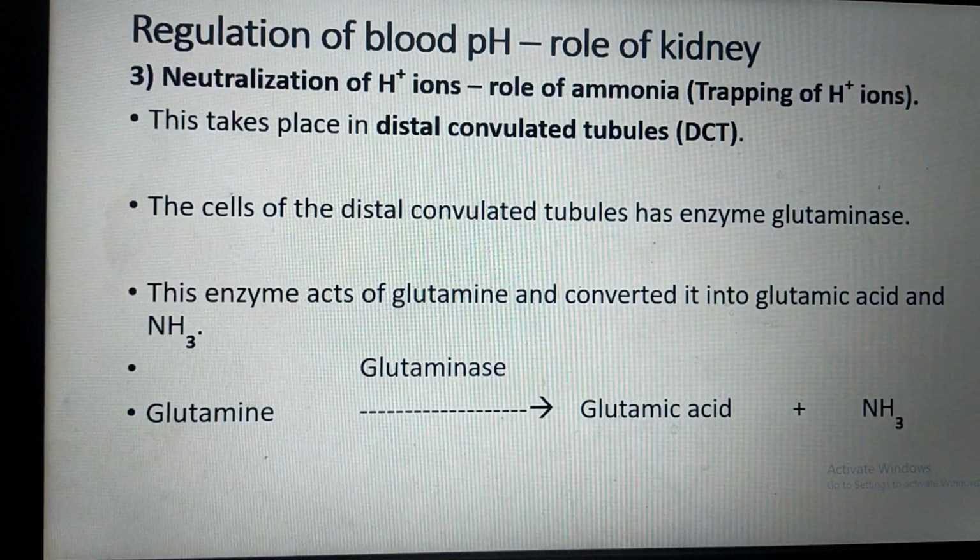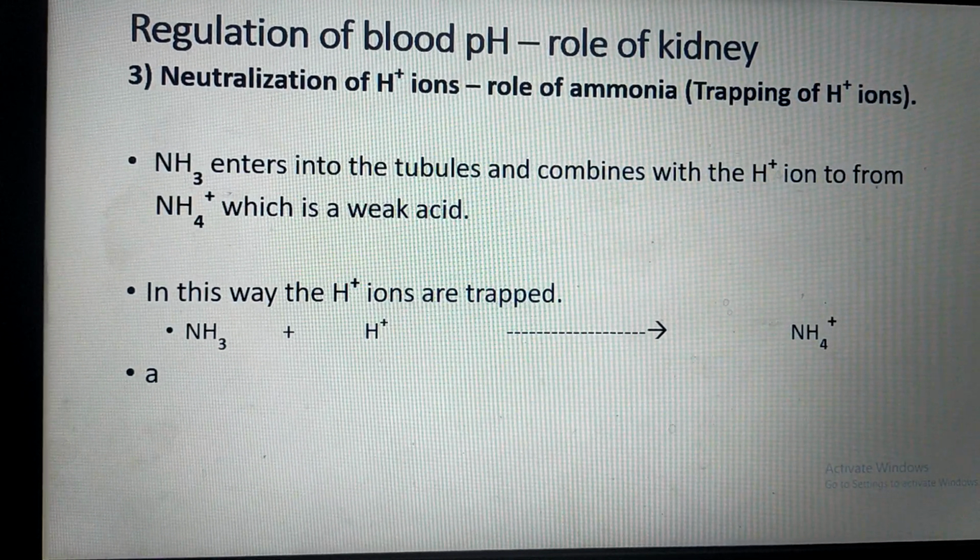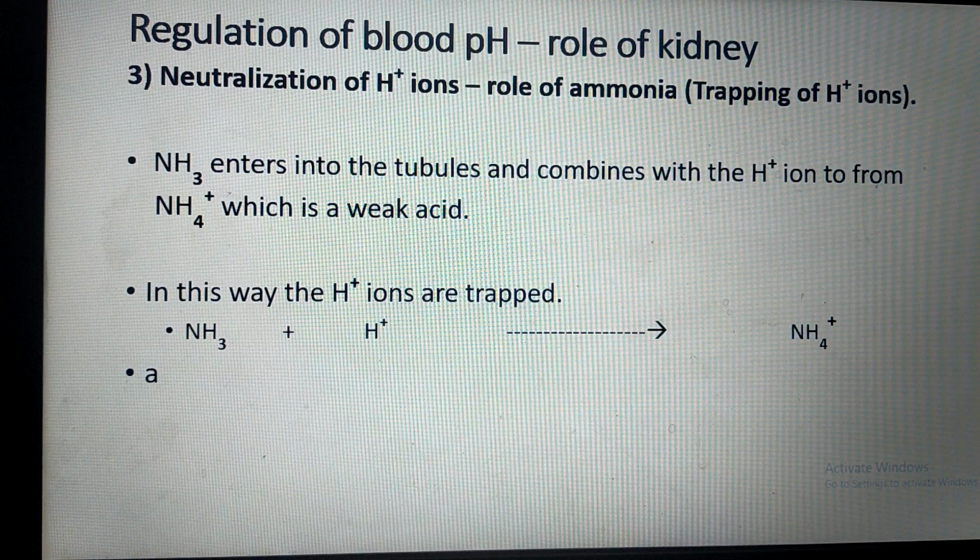So the same thing is written here. The enzyme glutaminase acts on glutamine and converts it into glutamic acid and ammonia. Ammonia diffuses into the lumen and combines with H plus ion to form NH4 ion, which is a weak acid. In this way H plus ions are trapped.